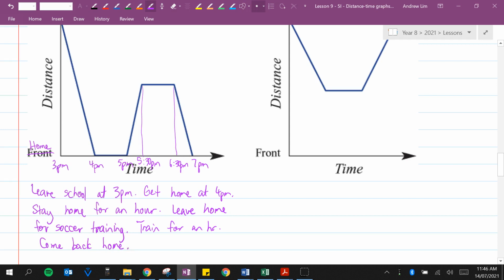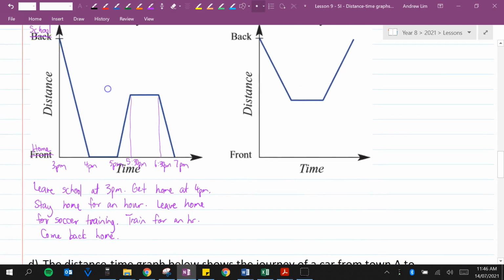Okay, so what we see here is you leave school, you come straight home without stopping, it takes an hour. You stay at home, you eat, you rest. Then you decide it's time to go to soccer training. So you go to soccer training, which is on the way to school, about halfway. Then you train for about an hour, and then you come back home.